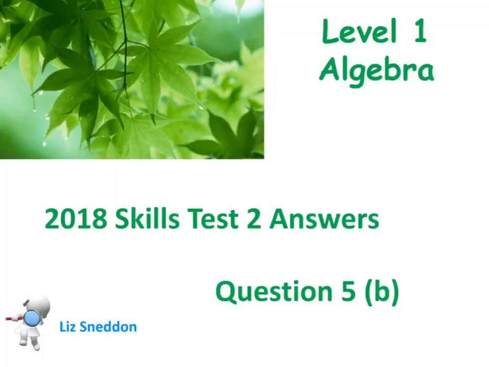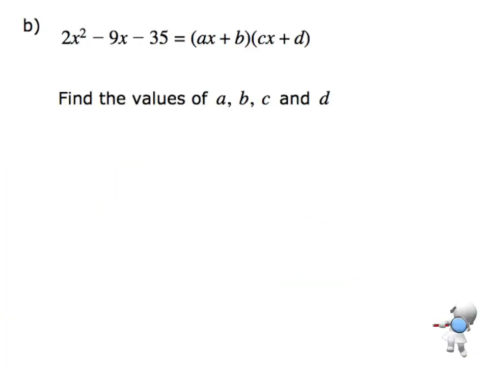Here's the answer to question 5b. So here's our question. We've been given an equation, 2x squared minus 9x minus 35 equals, and this is giving it in factorised form. And they just want us to find the values of a, b, c and d. So it's a fancy way of saying factorise this equation. So that's what we want to do.